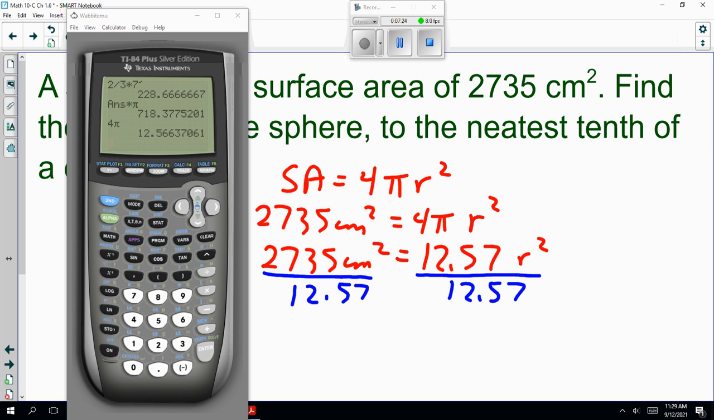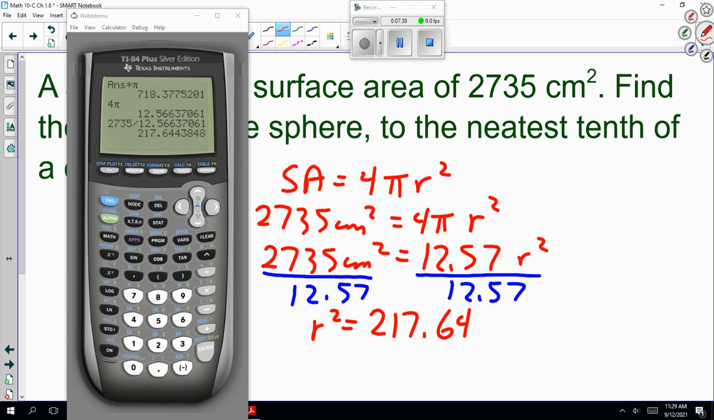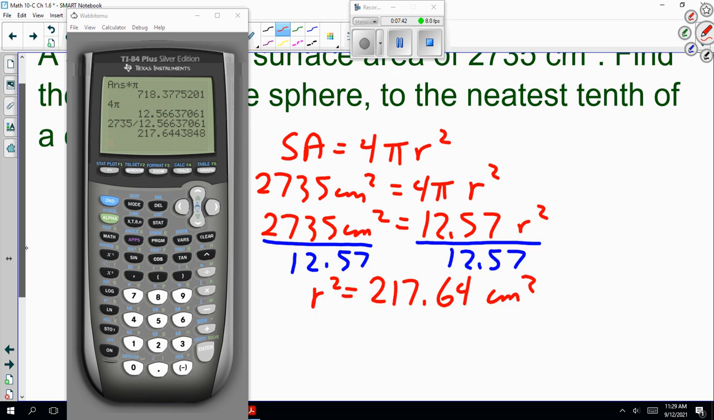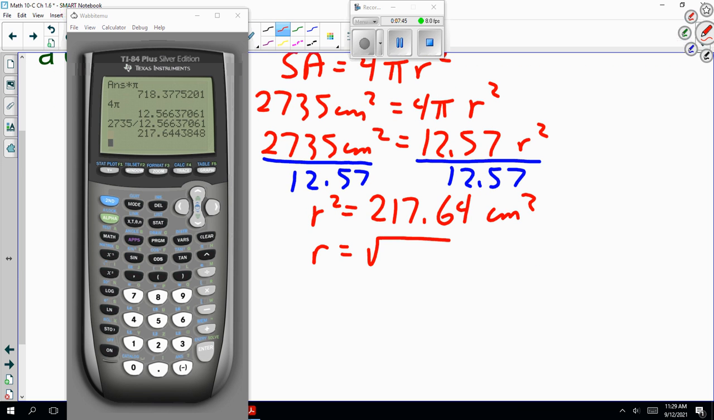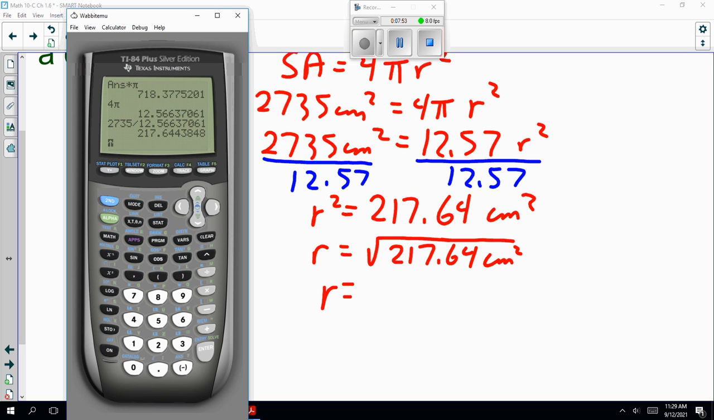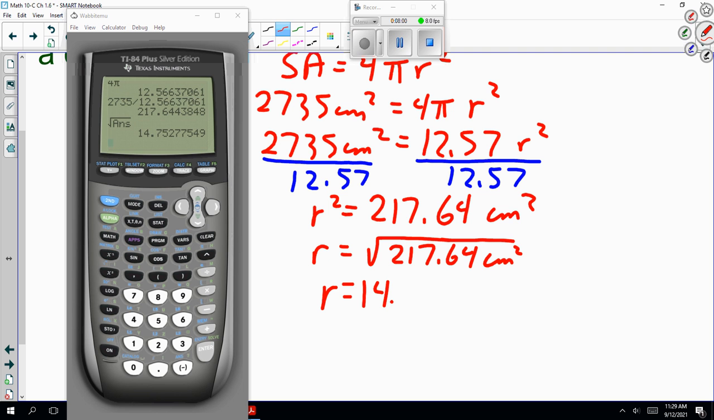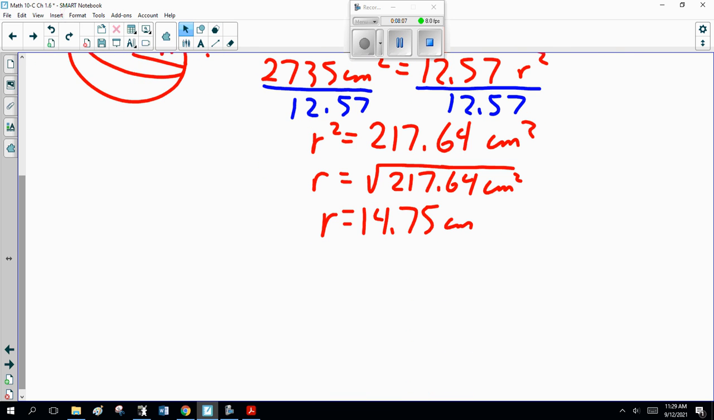So 2735 divided by 12.57. My radius squared is 217.64-ish centimeters squared. So the radius is the square root of 217.64. Radius is roughly 14.75 centimeters. Now, I said to the nearest tenth of a centimeter, so I've got to round off: 14.8. But yeah, I'd accept 14.7 also.